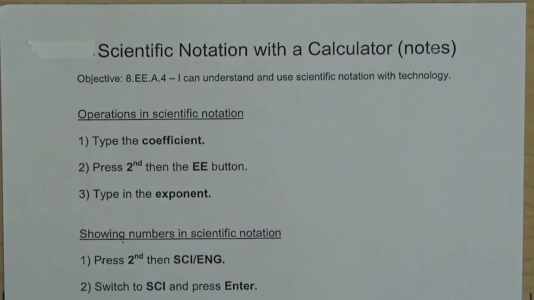Today we're taking a look at scientific notation with a calculator. So it's important that you have a calculator. If you don't, go ahead and pause the video and go get one that you can use, because it's going to be important that you be able to follow along and do these things with me here. Your objective is: I can understand and use scientific notation with technology. In this case, the technology is a calculator.